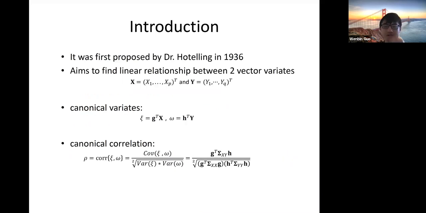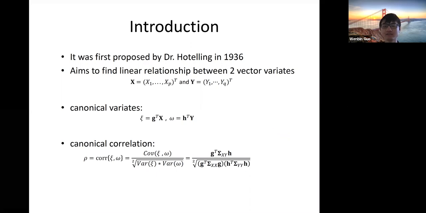Next slide, please. As a brief introduction, canonical correlation analysis was proposed by Dr. Hotelling in 1936. So it's quite a long time ago, but it is still quite useful in multivariate analysis. Till now, it has wide application in economics, in education, and also in genomics. It aims to find the linear relationship between two vectors of variates. Here I denote them as x and y. X has p variables and y has q variables, so the dimension can be different between x and y.